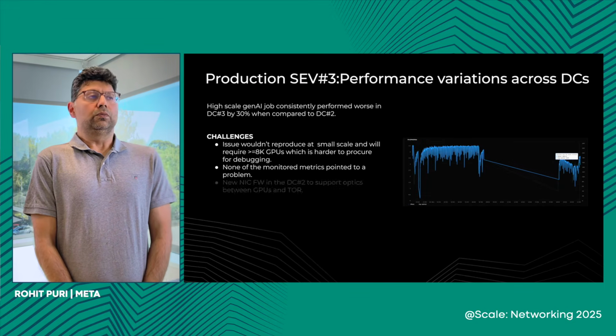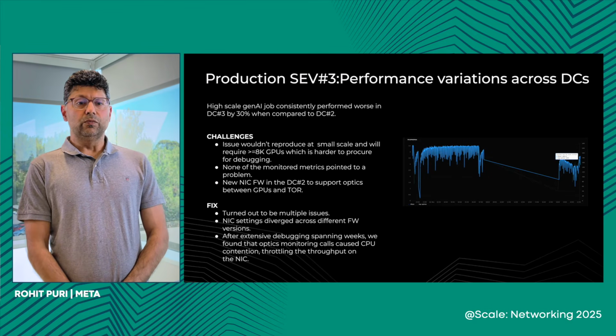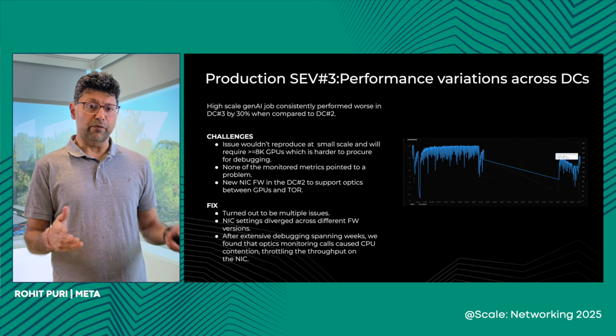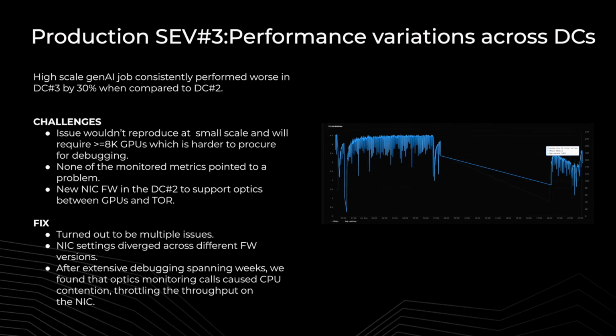Another interesting issue, a kind of another version of a problem that we ran into, was that we actually saw a performance variation across DCs for the same job. As you can see in the graph, one of the DCs actually performed 30% inferior as compared to another DC. Now, this problem could only be seen at 8K GPU scale, which was very hard to procure for debugging. What made this debugging more challenging was that the DC where we saw the regression had a new NIC firmware, and we suspected that new NIC firmware had issues.